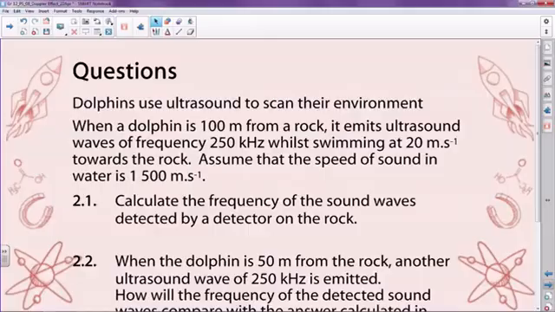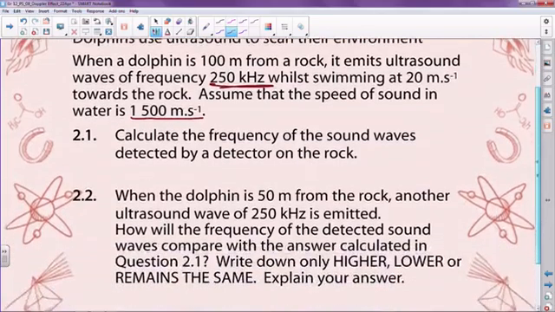The question says to us, dolphins use ultrasound to scan their environment. They're very clever animals. When a dolphin is 100 meters from a rock, it emits ultrasound waves of frequency 250 kilohertz. Be careful here, kilohertz, while swimming at 20 meters per second towards the rock. Now watch here, the speed of sound in water is 1,500. You're looking at water.